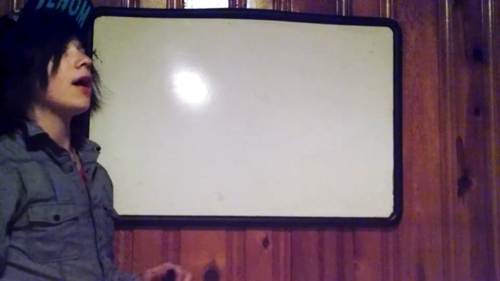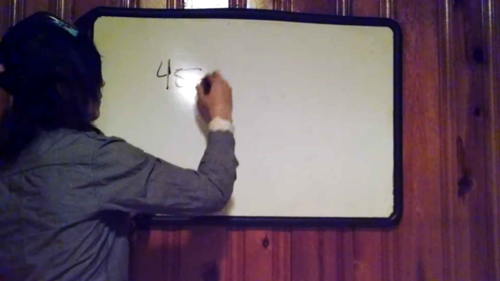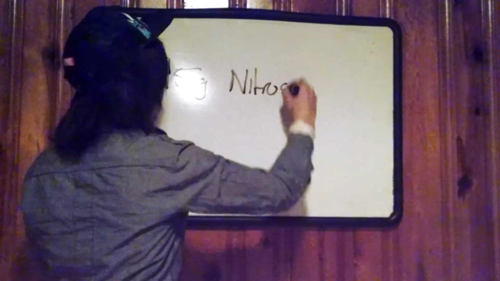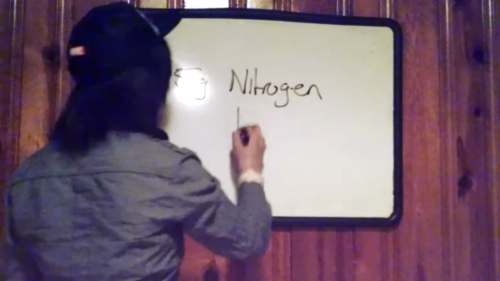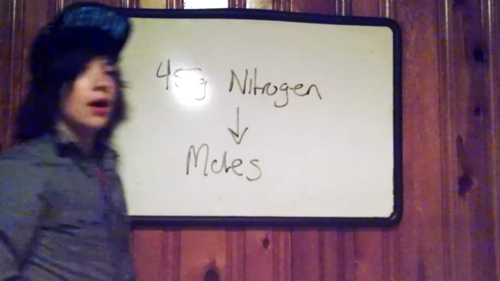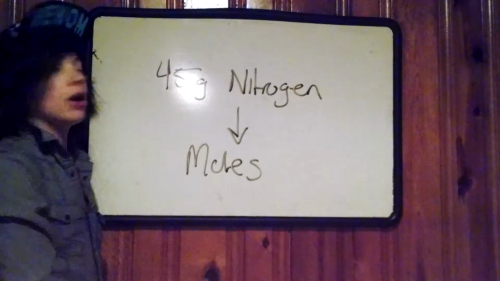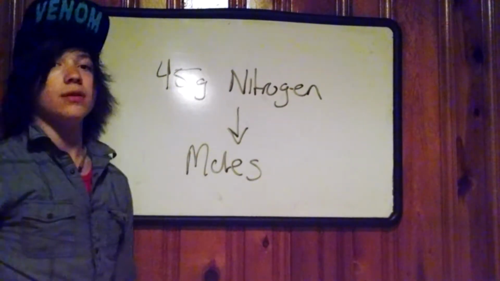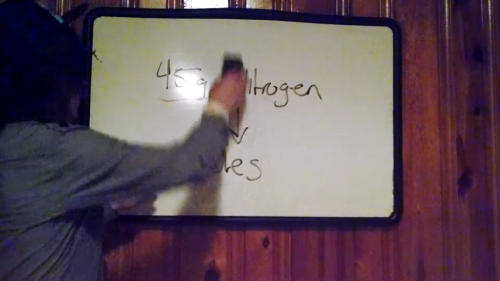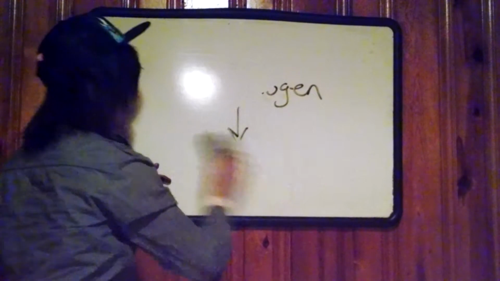So, let's say we have 45 grams, write this down here, 45 grams of nitrogen. And we want to convert that to moles. So, we want to find how many moles of nitrogen are in 45 grams of the substance. So we take our 45 and we plug it in to our T chart, which looks like this.